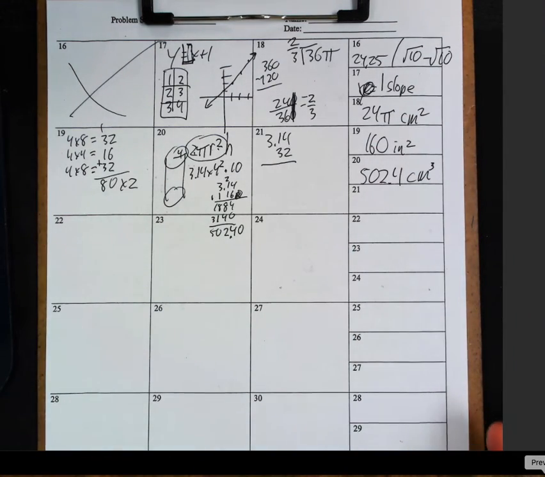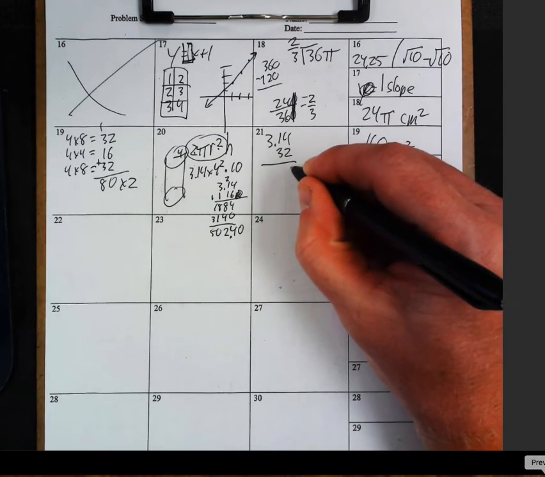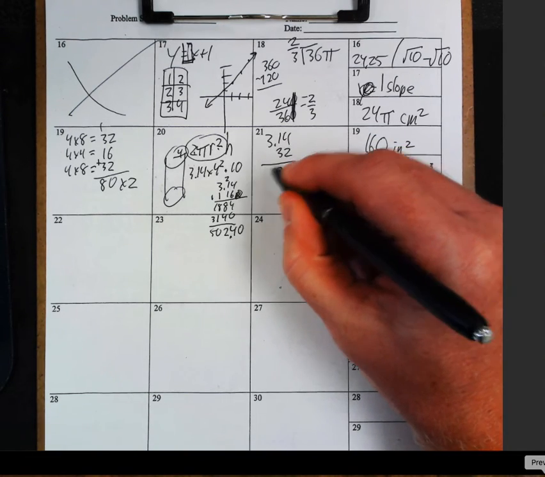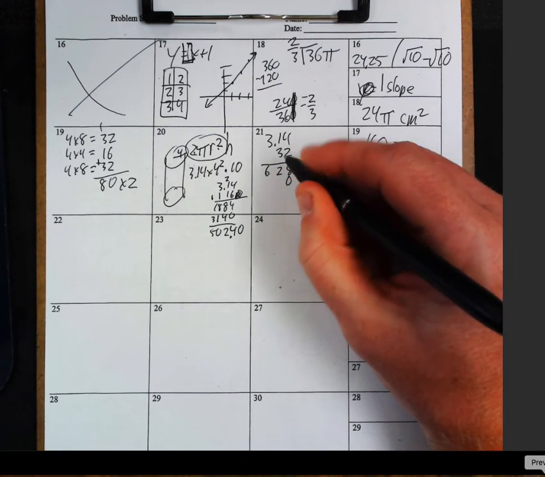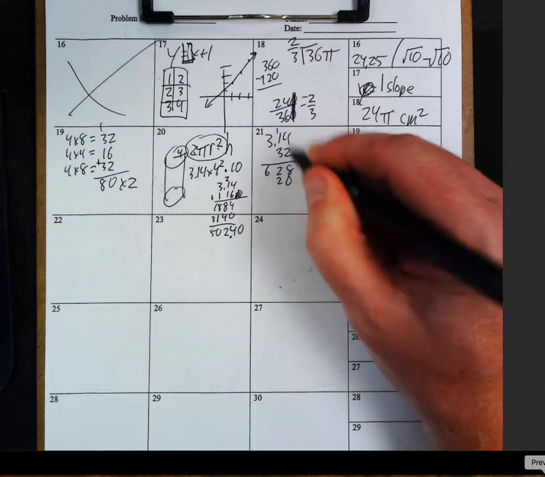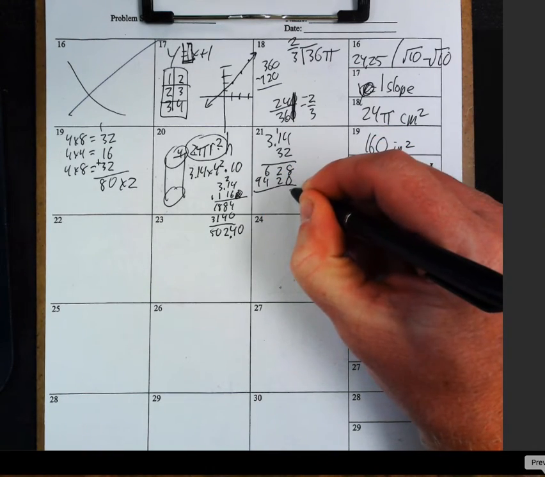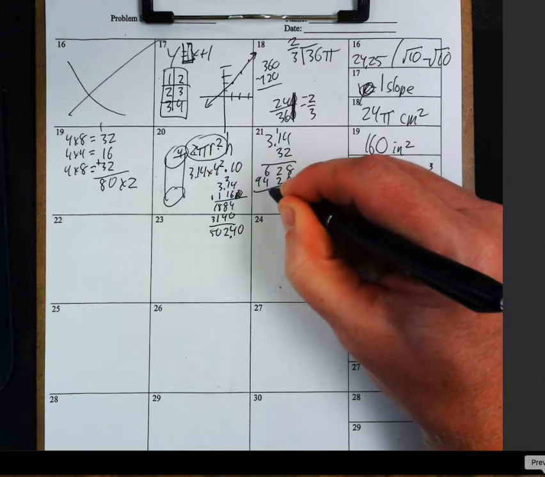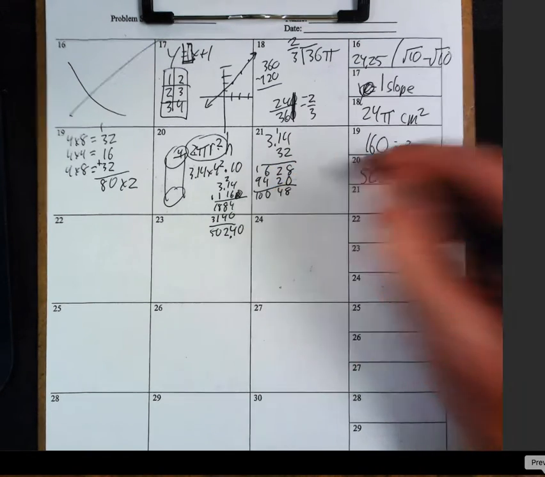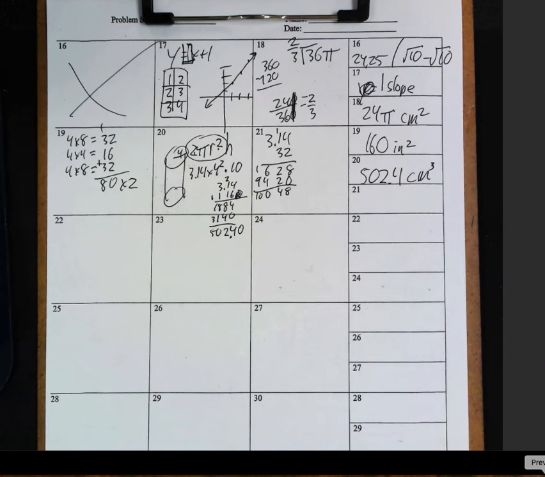Here we go, 6th grade. 2 times 4. 8. 2 times 1. 2. 2 times 3. 6. Add a 0. 3 times 4. 12. 3 times 1 plus 1. 4. 3 times 3. 9. Add. 8. Add. Add. Add. 100.48. Okay, that's the top and the bottom.